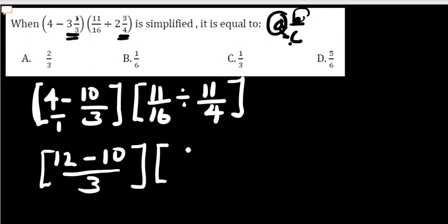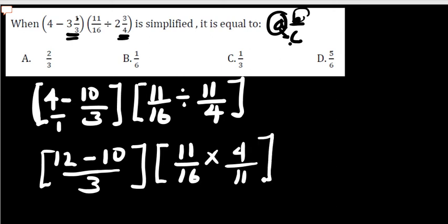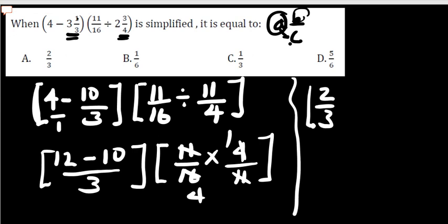And the second bracket, 11 over 16, the first fraction keep as it is, but the second will be flipped, or take the reciprocal, change the division to times. 4 over 11. Here cut 11. And this one by 4, 1, this by 4, 4. So what comes? What is left? In the first bracket, 12 minus 10 will be just 2 over 3 left. And in the second bracket, we have left only 1 in the numerator. In the denominator, we have 4.